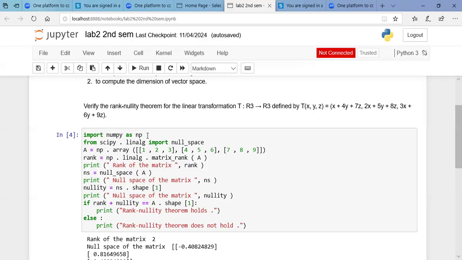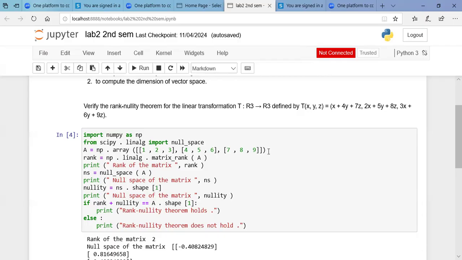Then here we have a program. import numpy as np, where numpy is a Python library used for working with arrays. Then from scipy.linalg, we will import null_space. Then we will define the matrix A. To define a matrix A, we will use the numpy function np.array. From the transformation T, we will define the matrix.